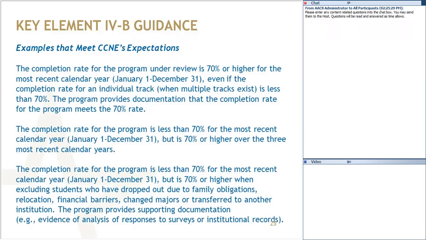And like I have already explained, if they're not at 70% in the recent calendar year, then they can look at people who graduated or completed over the last three calendar years to see if they reached that 70% level, or they can look back and say, well, the reason we're not at 70% is because we had a couple of students who dropped out due to family reasons. We had a couple of students who changed majors. We had another student who couldn't get the money to come. And if we eliminate those people from our calculation, then we are at our 70% ratio, our goal.